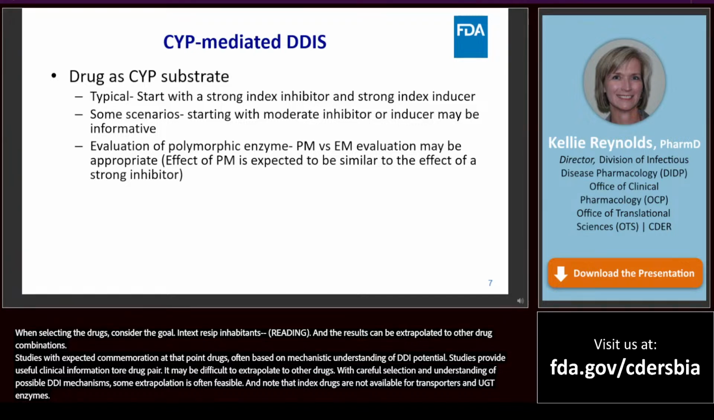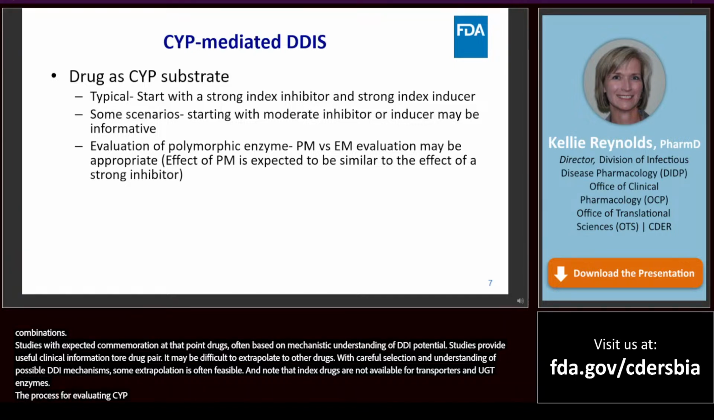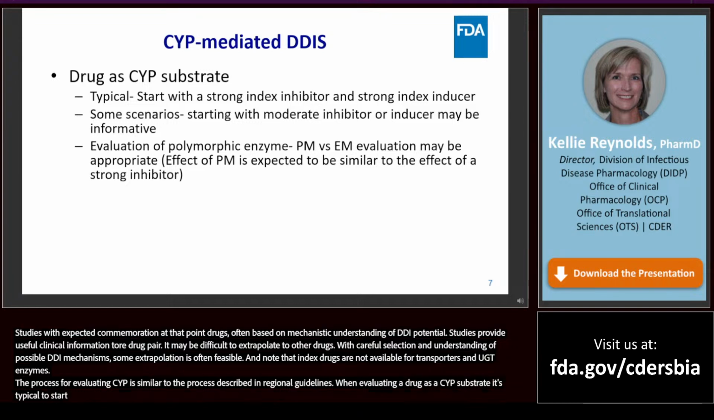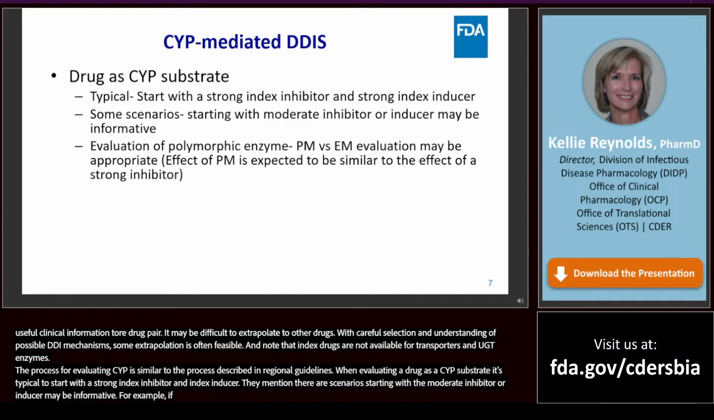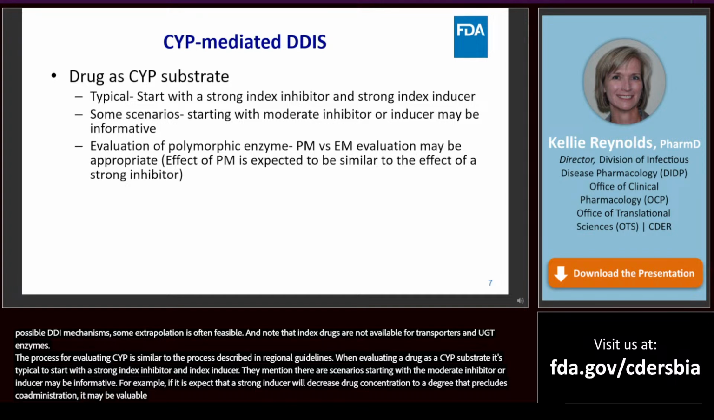The process for evaluating CYP-mediated interactions is similar to the process described in regional guidelines. When evaluating a drug as a CYP substrate, it is typical to start with a strong index inhibitor and strong index inducer. However, the guidance mentions there are some scenarios where starting with a moderate inhibitor or inducer may be informative. For example, if it is expected that a strong inducer will significantly decrease drug concentrations to a degree that precludes co-administration in patients under any circumstances, it may be more valuable to start with a moderate inducer. When evaluating a drug metabolized by a polymorphic enzyme, PM versus EM evaluation may be informative.